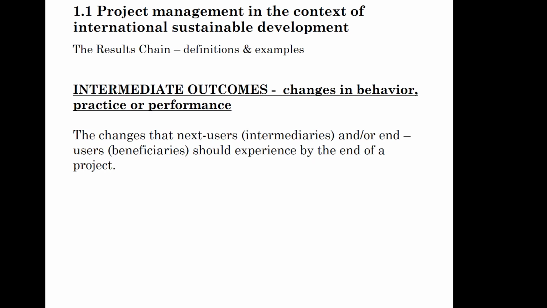We can have different types of outcomes depending on whether they have a more medium-term nature or a more short-term nature. Examples of intermediate outcomes could be, for example, the increased productivity of rice farmers, let's say, in a river basin in central Vietnam. So the end users, the beneficiaries of this intermediate outcome, will be directly the farmers themselves.